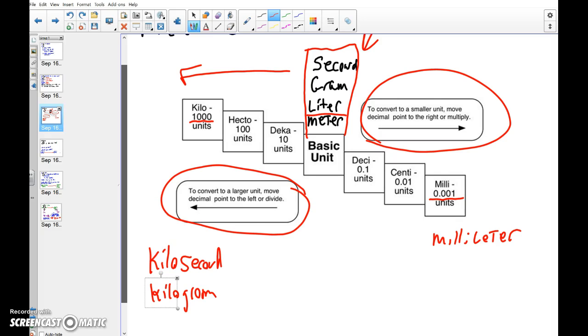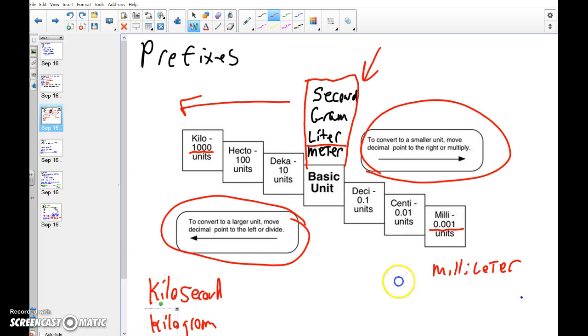For instance, if I want to tell someone that I have 1,000 seconds, I could say, oh, it's a kilosecond. If I want to tell someone that I have 1,000 grams, I could say, oh, it's a kilogram. Whereas if I want to get smaller and say, for instance, tell someone that I have less than a liter, I could use milliliters because each milliliter is 0.001 liters. If I wanted to tell someone that I had less than a meter, maybe I use millimeter or centimeter, measurements that you are familiar with, because a centimeter is 0.01 meters.